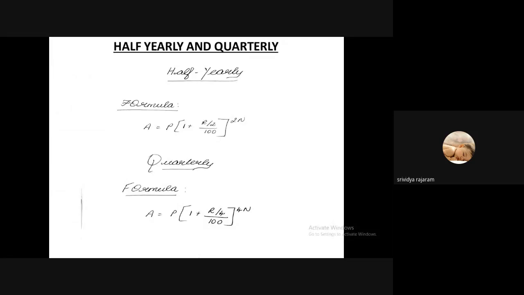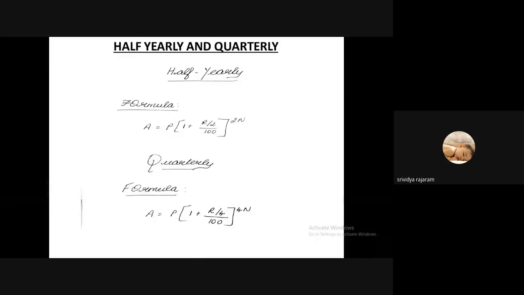And for calculating 1 by 4th of 1 year, R will be given in years, right? So we are dividing R by 4 for calculating quarterly. Guys, you understand the formula, what I have said now? For half yearly, you have to just multiply n with 2 and divide R by 2. And if they are asking to calculate for quarterly, you have to multiply n with 4 and divide R by 4. And here also make sure that R should be in years only.